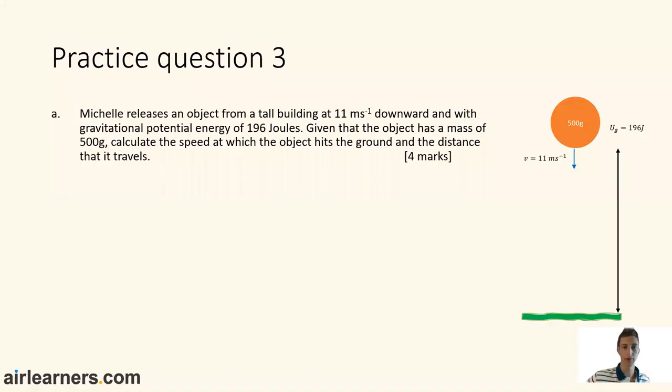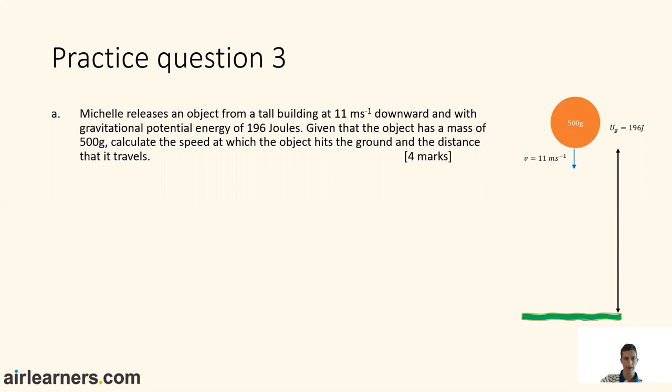Okay, practice question 3. Michelle releases an object from a tall building at 11 meters per second downwards with a gravitational potential energy of 196 joules. Given that the object has a mass of 500 grams, calculate the speed at which the object hits the ground and the distance that it travels. So it's worth 4 marks. You've got about 4 minutes to do this question. It's 2 parts in there: what speed the object hits the ground and the distance that it travels. But I reckon you'll be able to do this.